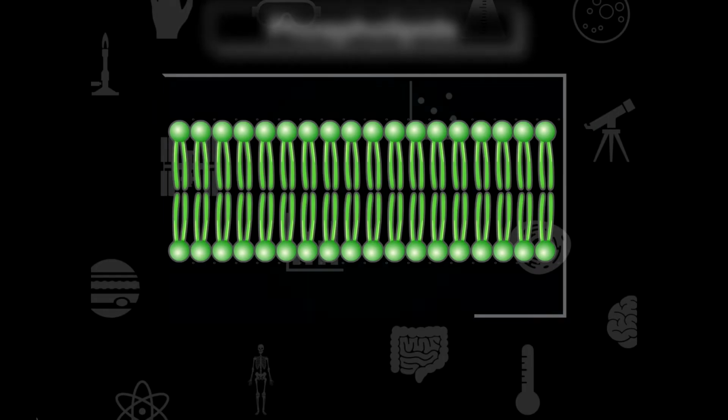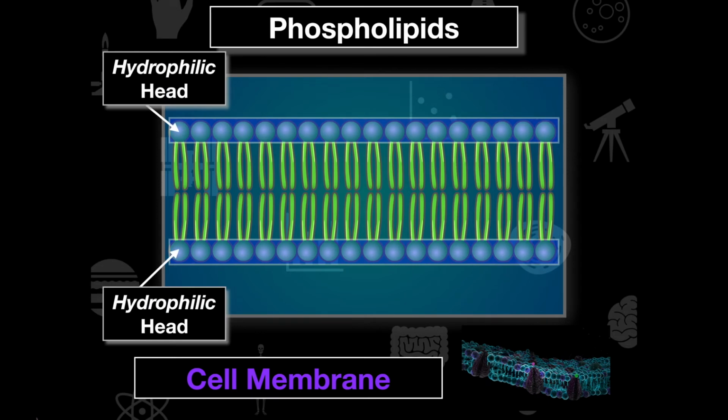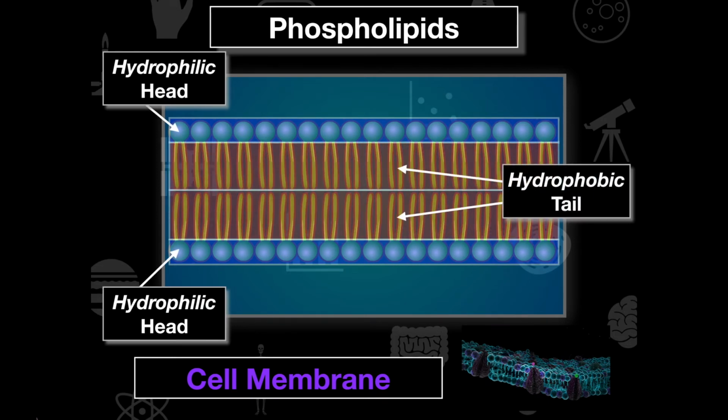Remember, phospholipids are going to make up the cell membrane. That's what the vast majority of the cell membrane is going to be. They have hydrophilic heads and hydrophobic tails. Now remember, this is important because it's going to allow certain molecules to pass through dependent upon their size, and then it's going to prevent other molecules from going through to maintain homeostasis and to regulate what goes in and out of this cell.